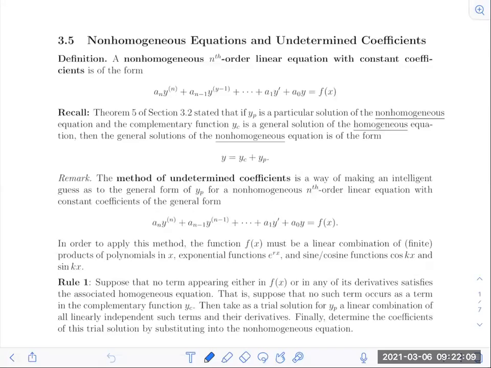In this video, we're going to discuss section 3.5 from the text entitled Non-Homogeneous Equations and Undetermined Coefficients. So let's step back for a moment and think about where we've been and then talk about where we're going.